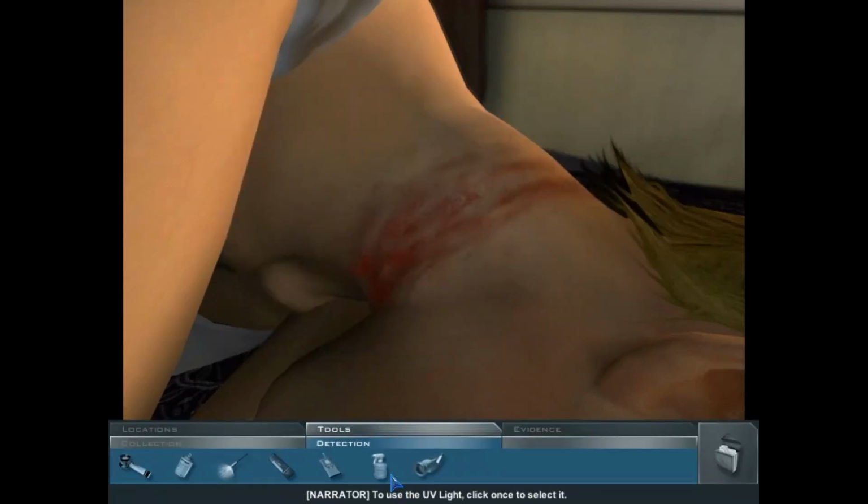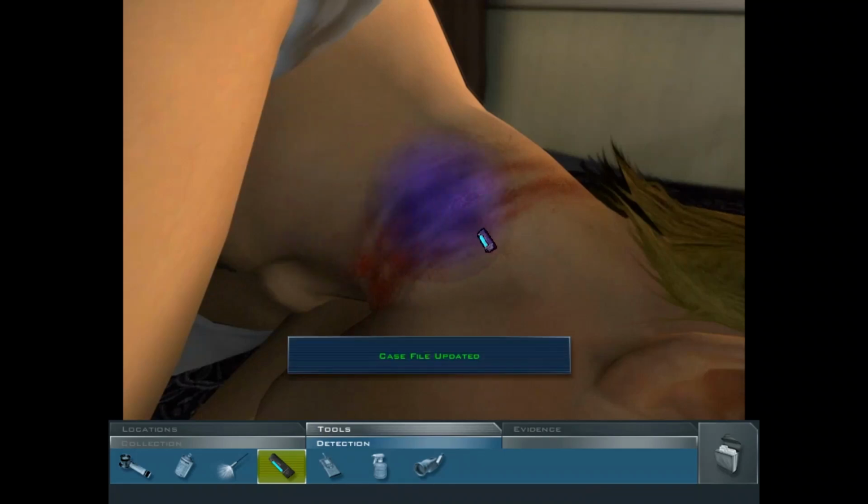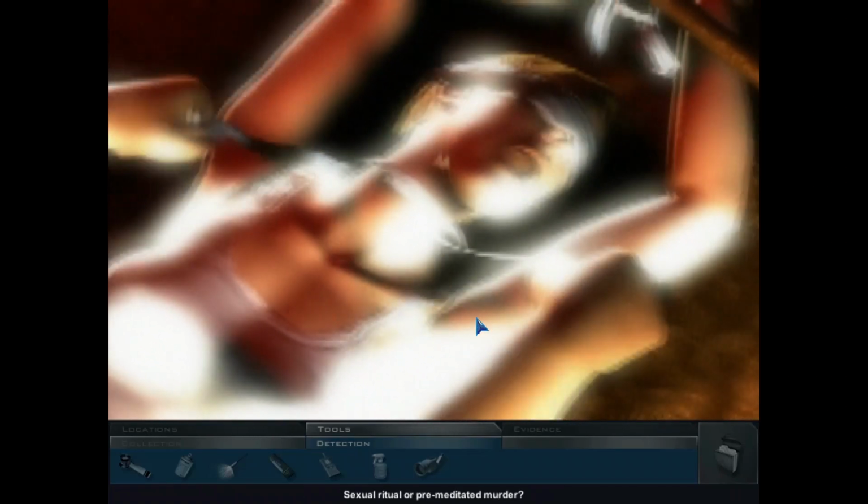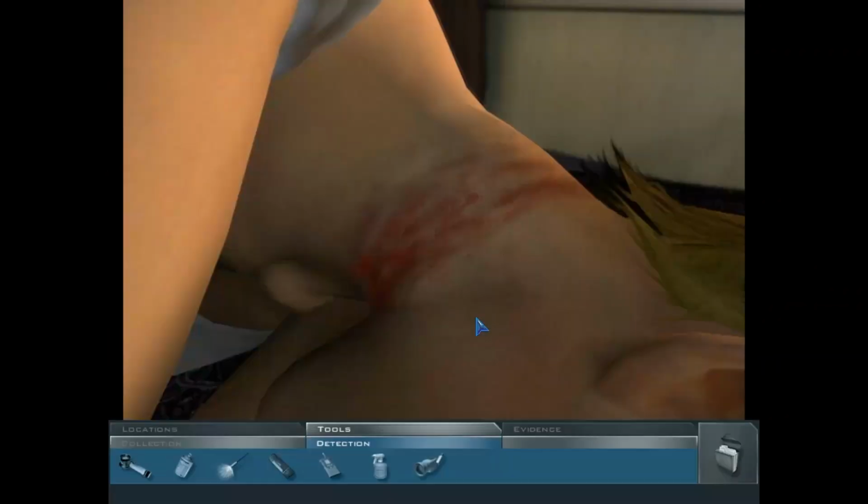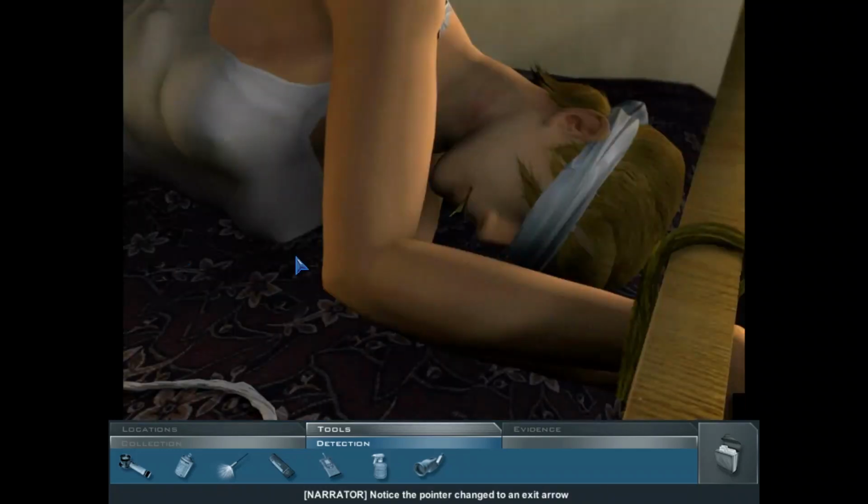To use the UV light, click once to select it. Now, pass the UV light over the bruised area and click. Deep bruising patterns suggest a ligature, sexual ritual, or premeditated murder. To back out of this close-up view, move the pointer to the left or right-hand side of the screen and click. Notice the pointer changed to an exit arrow when you did that. Now, we'll look at collecting evidence.